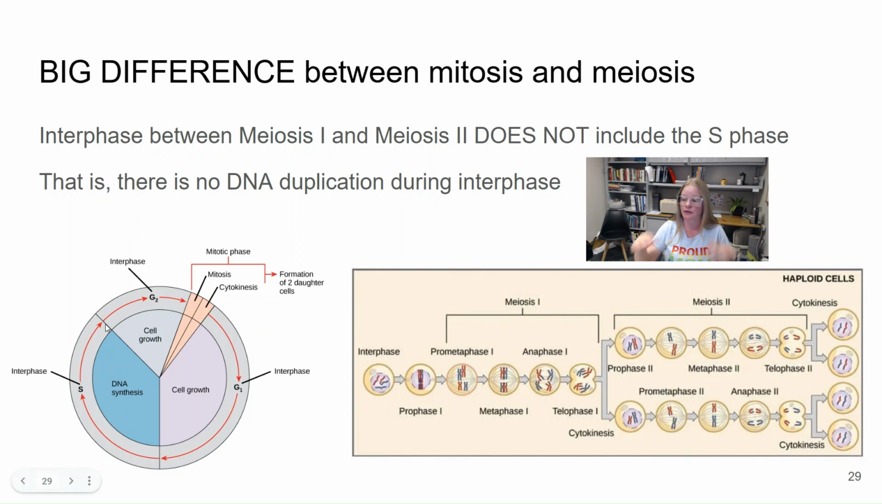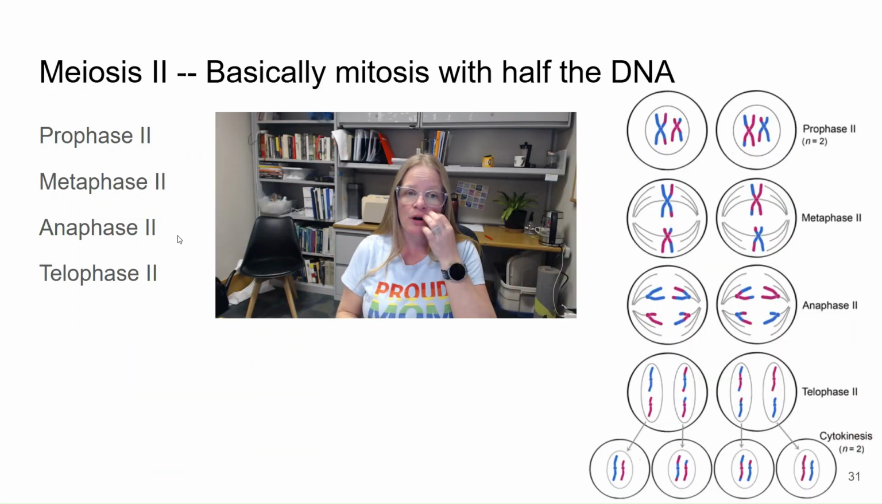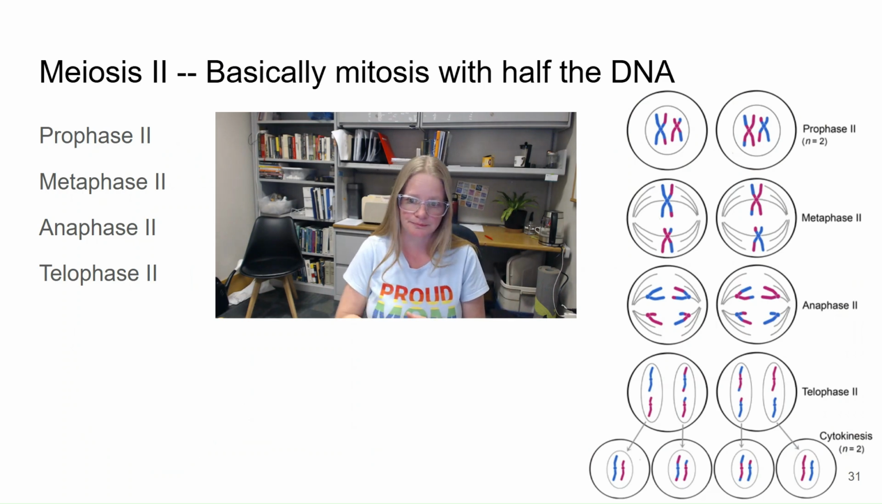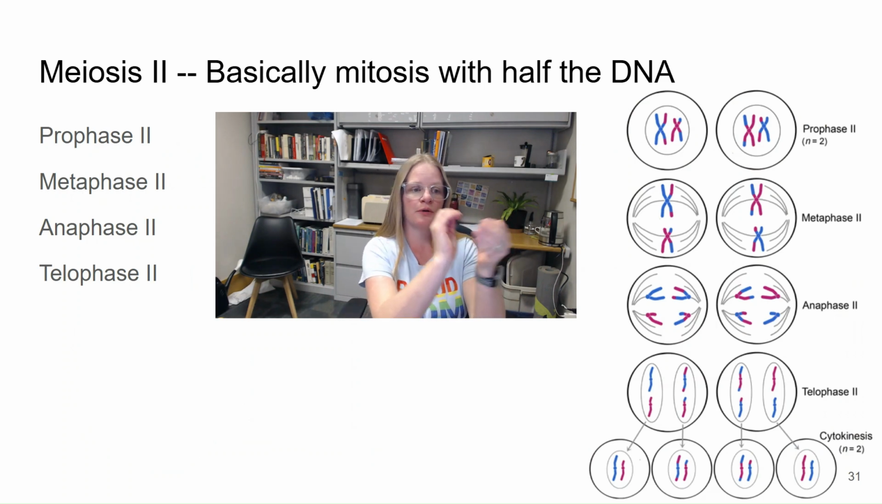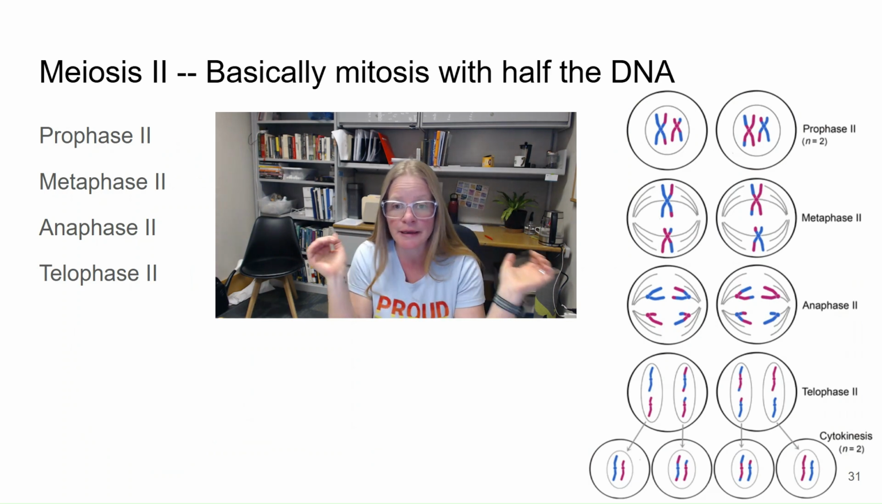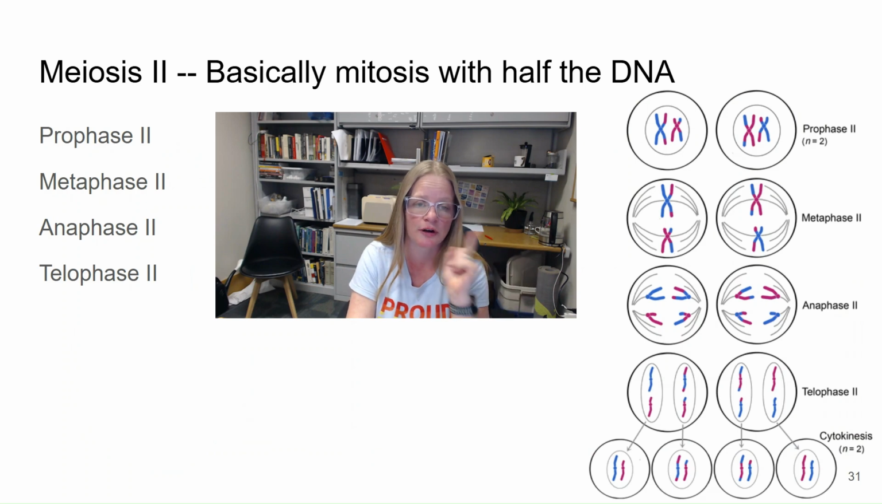All right, so now we've done all of meiosis 1. Let's get into meiosis 2. Meiosis 2 looks like mitosis, except we have half the DNA. We're still going to have the process of prophase, metaphase, anaphase, and telophase. And of course, we're going to use the last name of 2 so that we can keep all that straight.